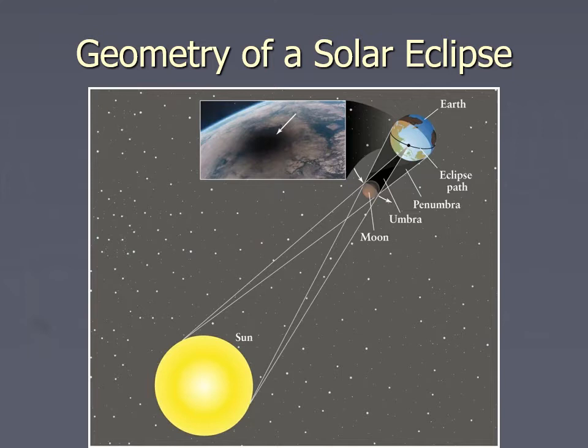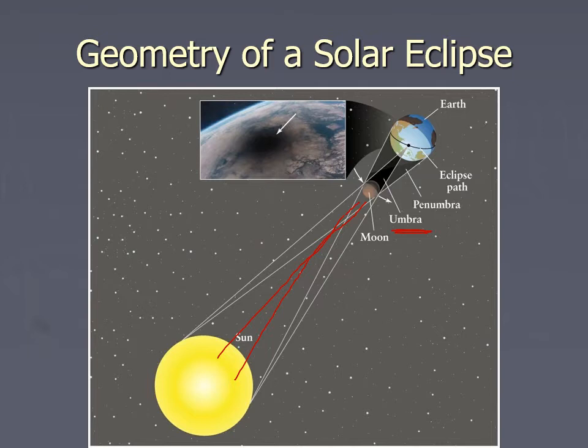This is actually page 62 of your textbook. If you're in exactly the right spot, all the sunlight is blocked by the moon and there's no light there. We call that the umbra. The umbra is this dark shadow caused by the moon blocking the sun's light.